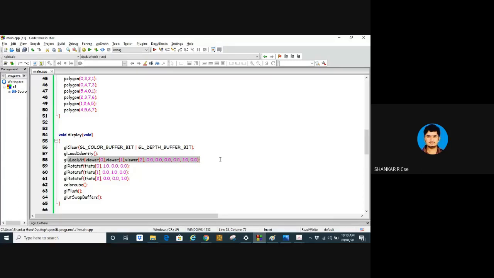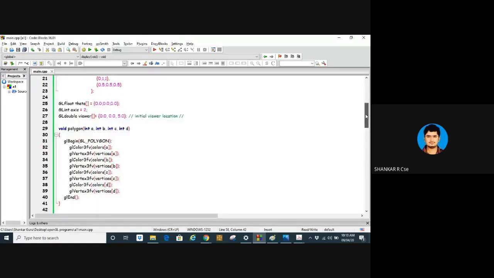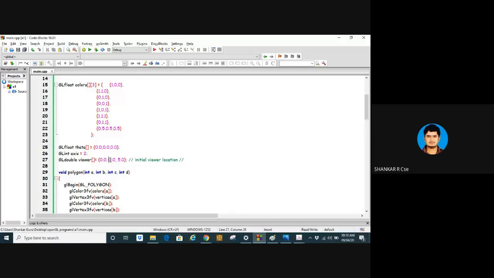But the point is, what exactly is your location? Because for the projection rays to converge, it should know where exactly the viewer or the camera is. So that is this position: viewer 0, viewer 1, viewer 2. Viewer 0 is 0, viewer 1 is 0, viewer 2 is 5.